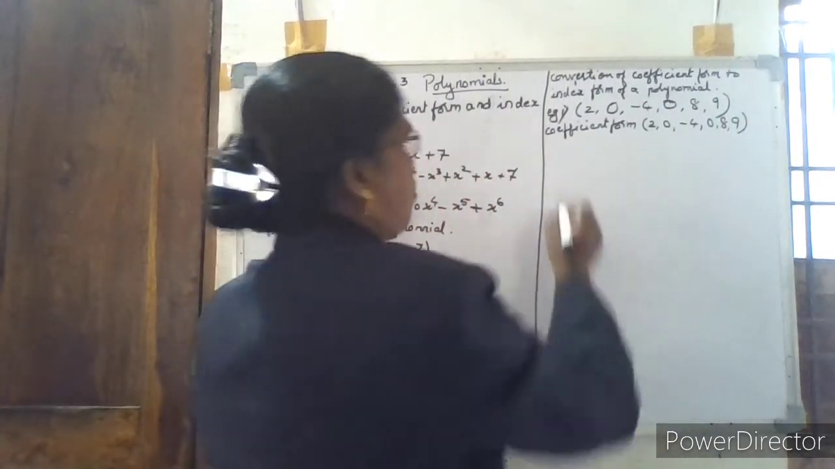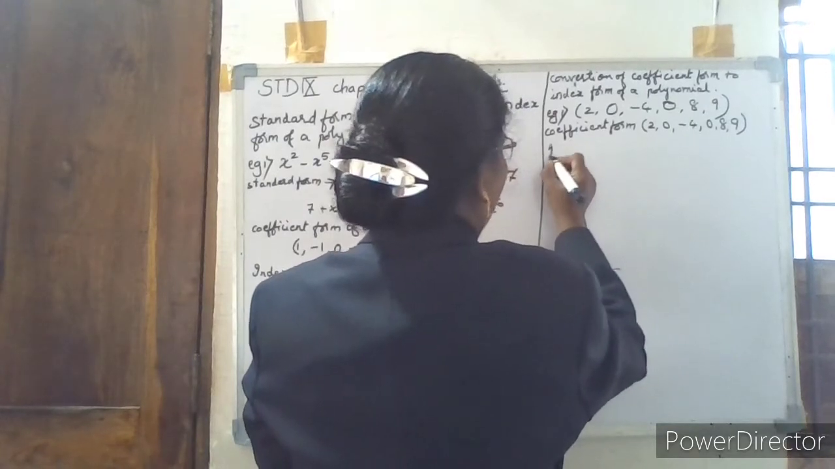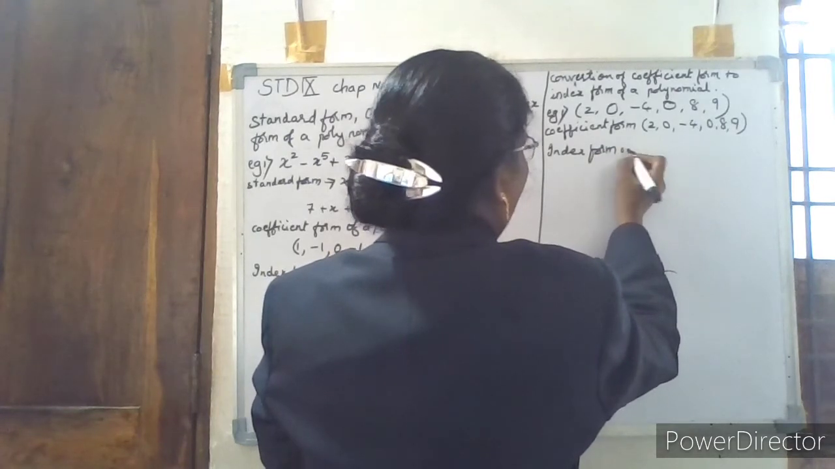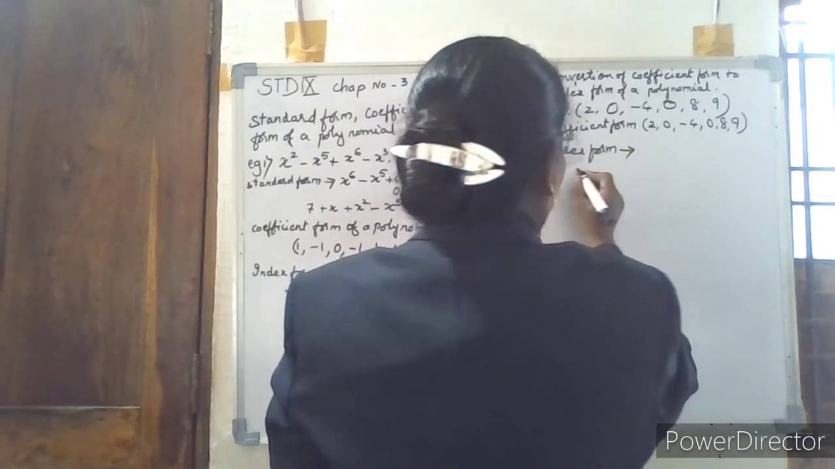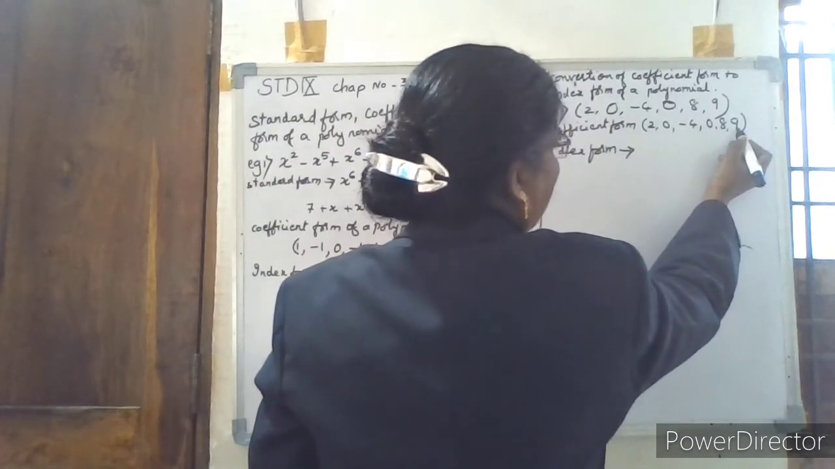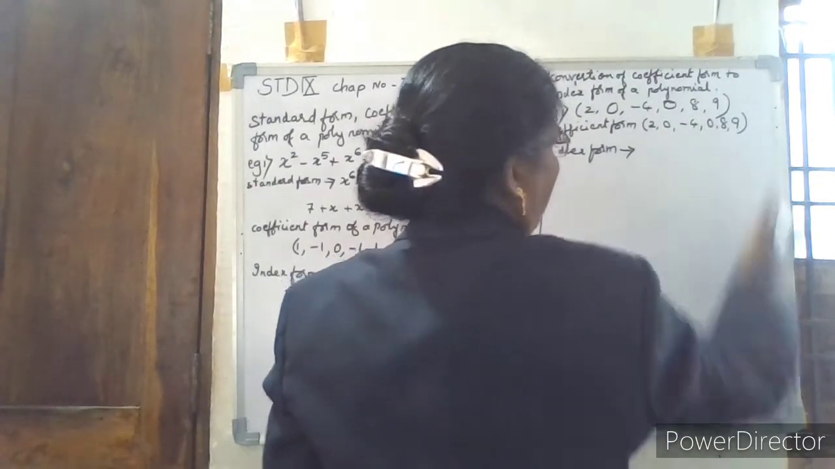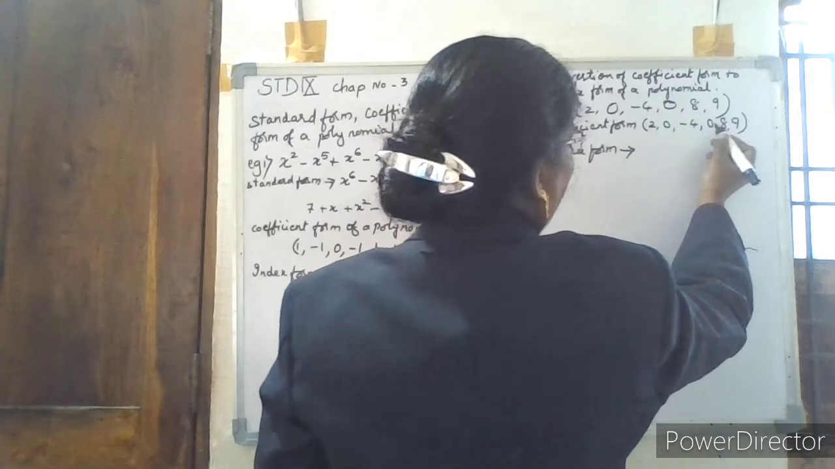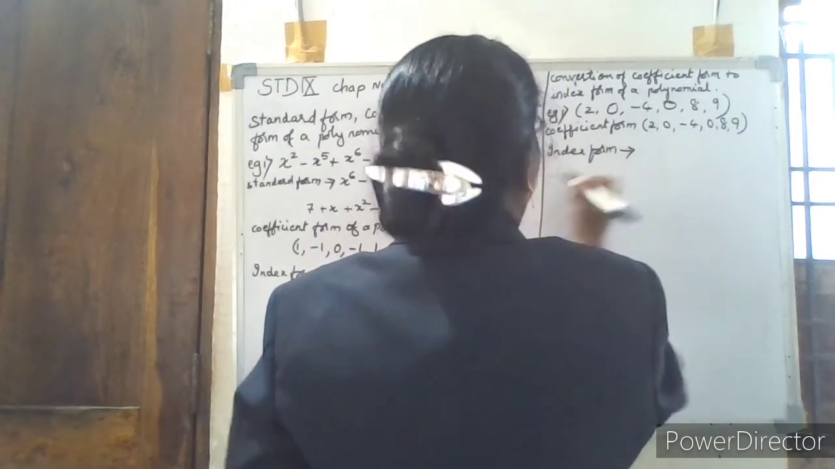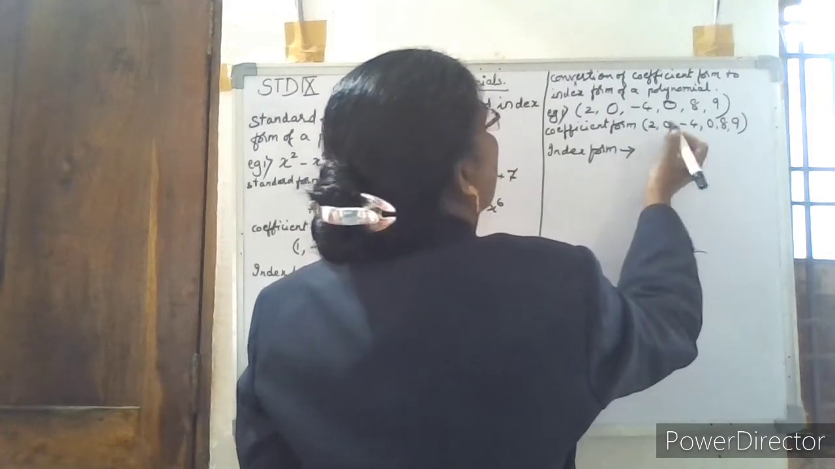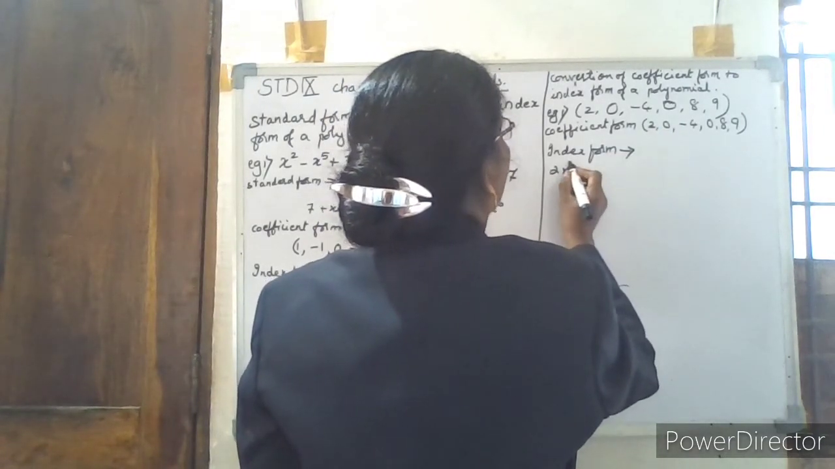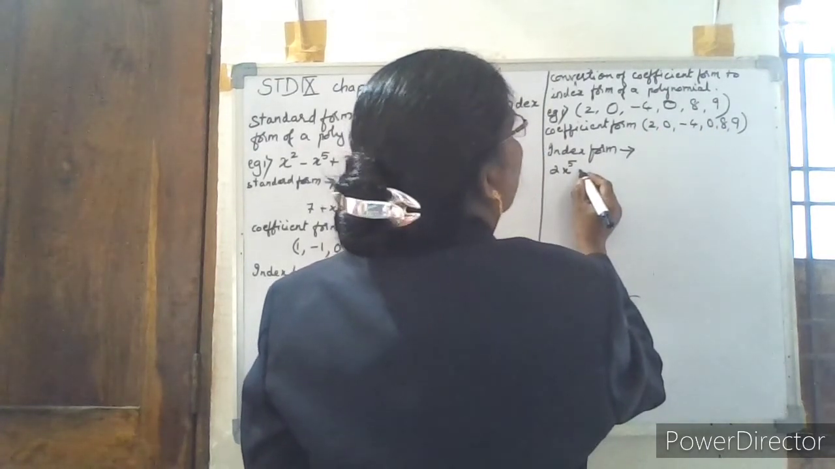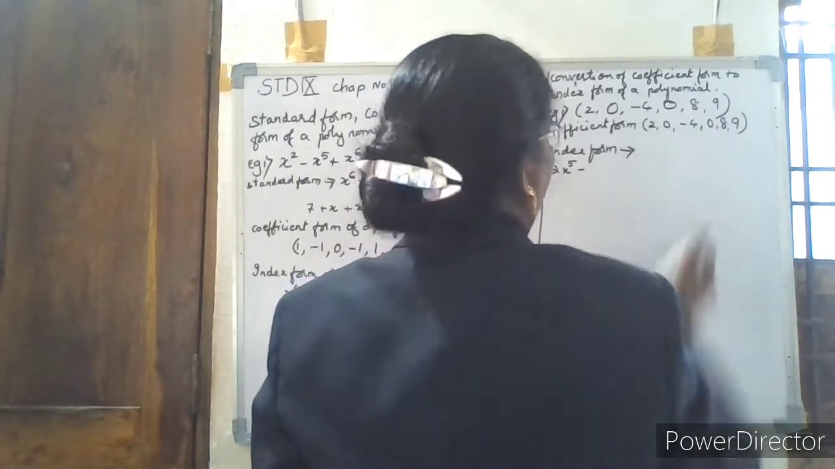So, index form. Index form will be like this way. See, you have to take the power as 0 at the last, in the descending order: 0, 1, 2, 3, 4, 5. We can take any variable. It is 2x raised to 5. Then the 0 coefficient terms we will not take, or we can write them also.